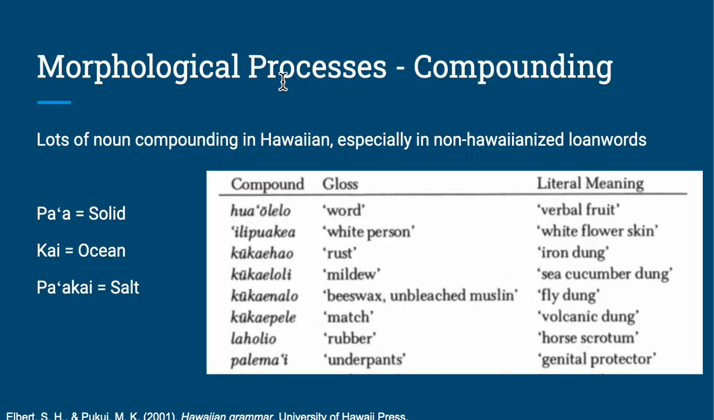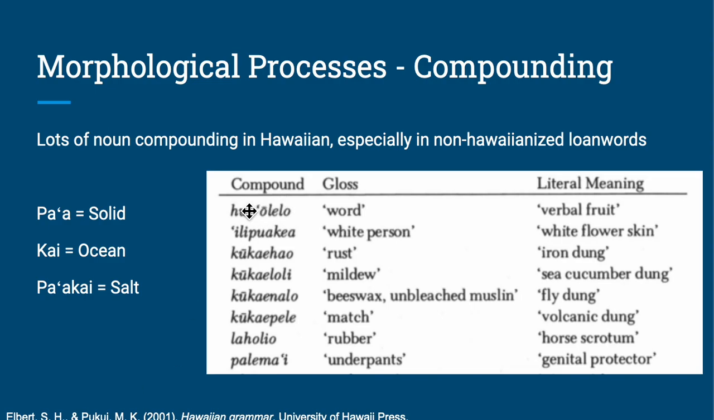Anyways, we're moving on. So morphological processes, compounding. This is the noun section in particular. There is a lot of noun compounding in Hawaiian, especially in non-Hawaiianized loan words. A Hawaiianized loan word would be, for example, kala, as I discussed in my last presentation, which is the direct translation for collar. And then kolipa, which means slipper in Hawaiian.